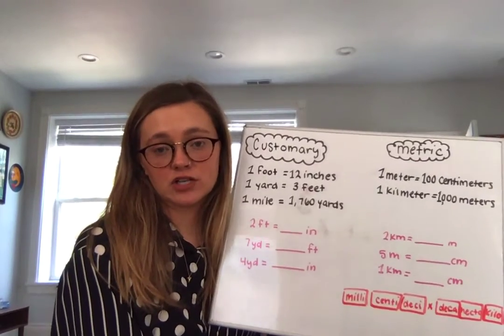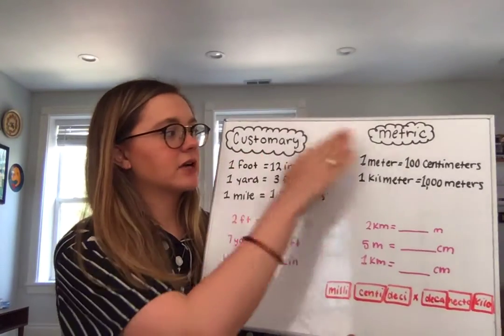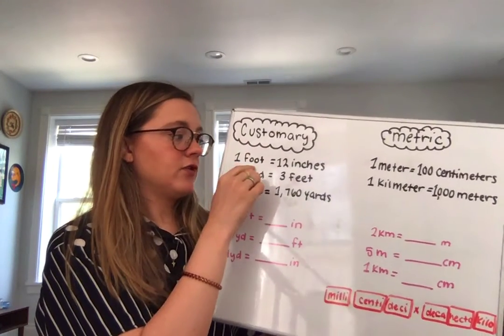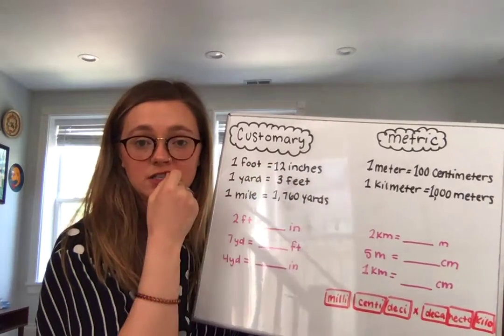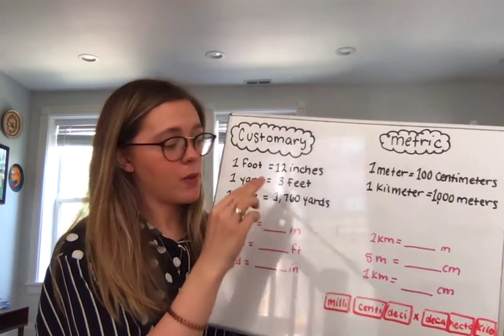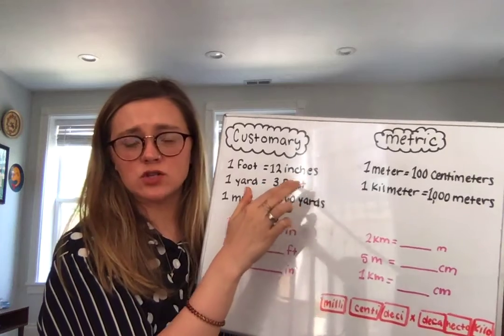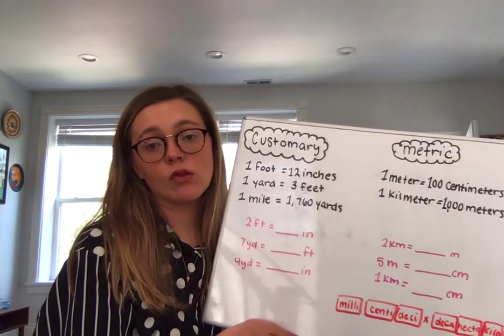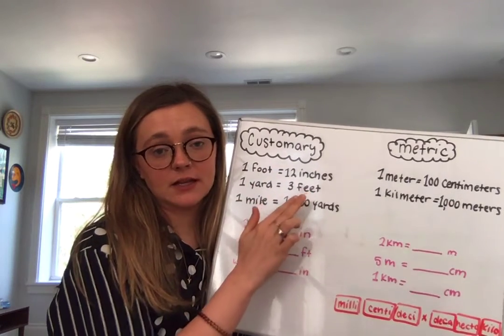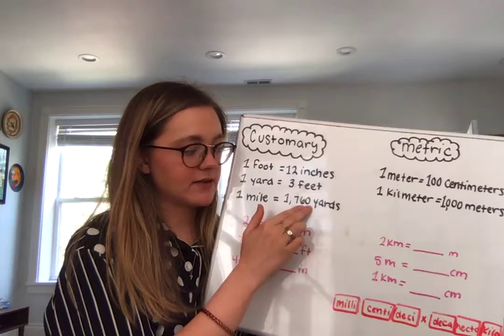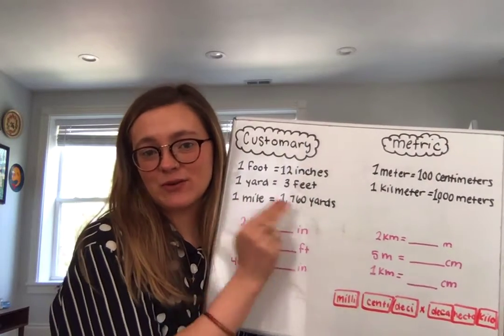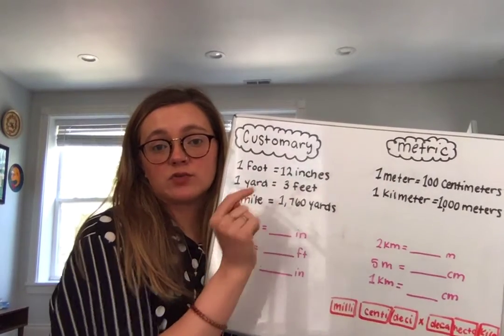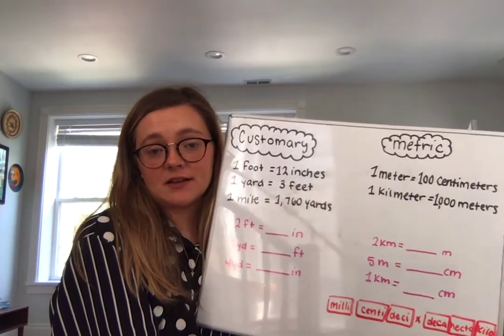So these are the conversions for length in both customary and metric. In customary, 1 foot equals 12 inches. We talked about this yesterday, about what is a foot and what is an inch. 1 yard is equal to 3 feet, and 1 mile is equal to 1,760 yards. I'm not going to ask you to use that one that much, but I do want you to write it down. The most important ones to remember are 1 foot is 12 inches and 1 yard is 3 feet.